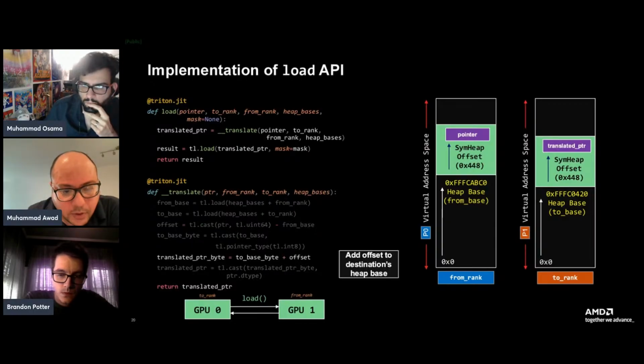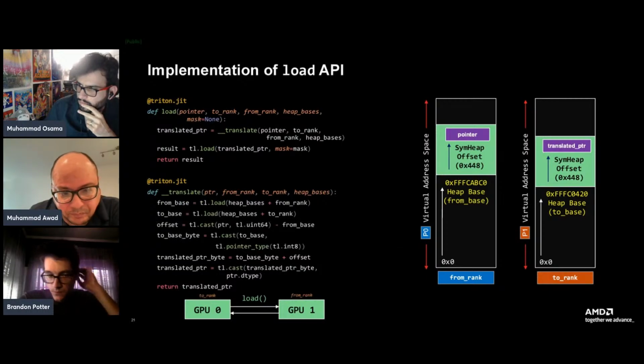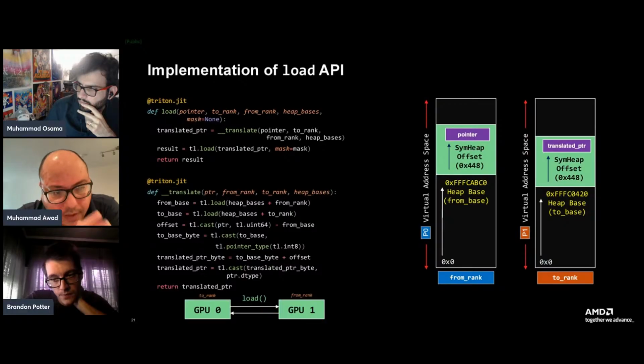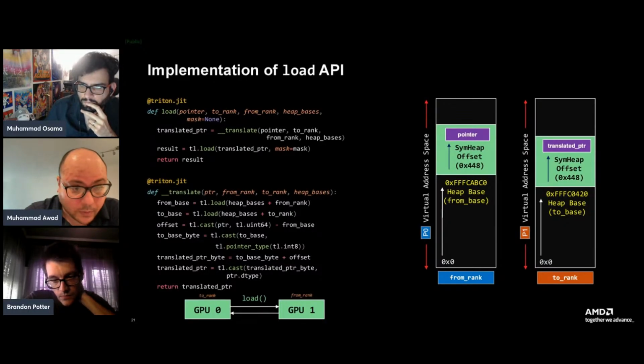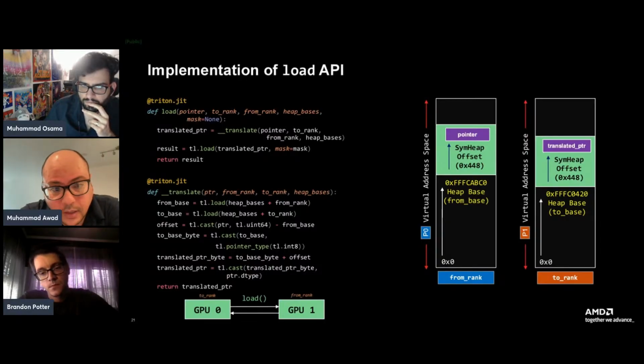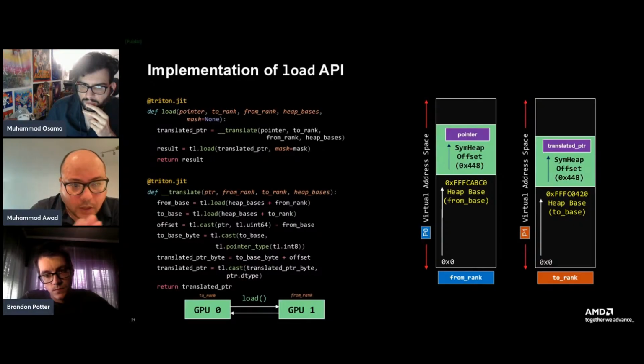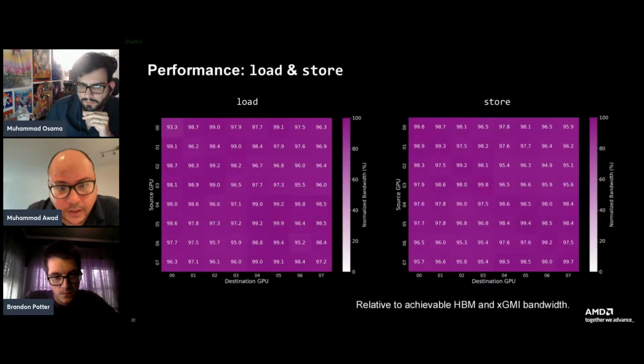Once you get that number, all you need to do is add it to the destination heap base. You add the offset, which is 448, to the heap base of the target rank, and then you get the translated pointer. There is some casting here, but the whole idea is just some very simple pointer arithmetic to compute the translated address. If you understand this, you really understand the entire device-side backend for the library. This is really the most important thing to understand.